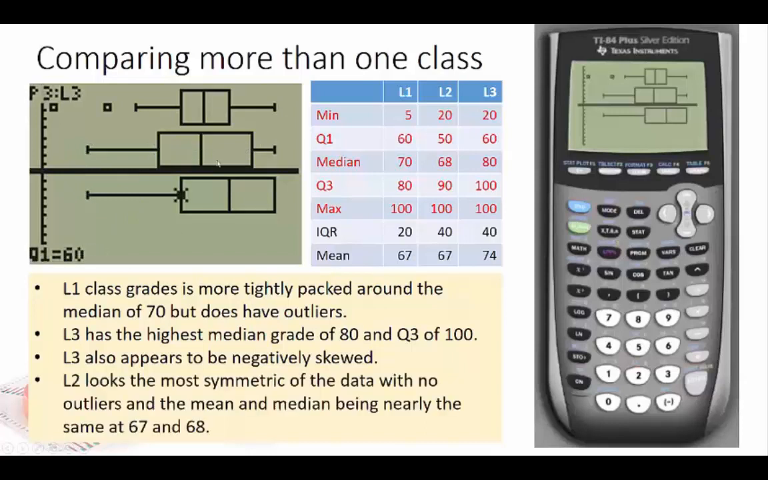And L2 looks the most symmetric of the data, I would say. It's roughly symmetric, and you can tell that the mean and the median are nearly the same. In terms of medians, my highest class would be the L3 class, definitely. I need to worry about these guys down here. And I've got a bit of a spread in my L2 class, which I'm okay with when the spread is high like this. And I'm less okay with the spread when it's low.